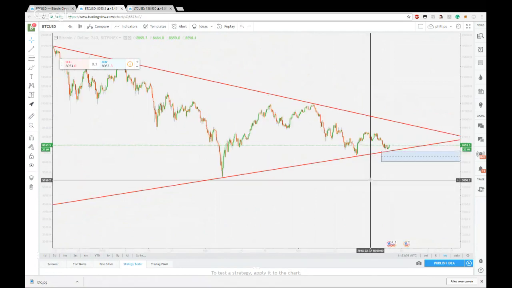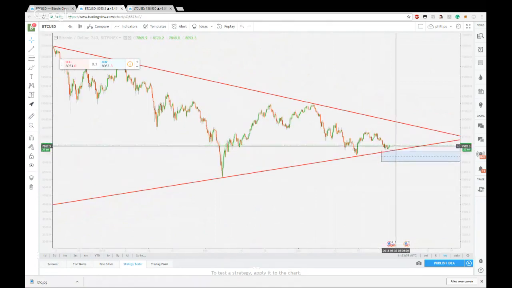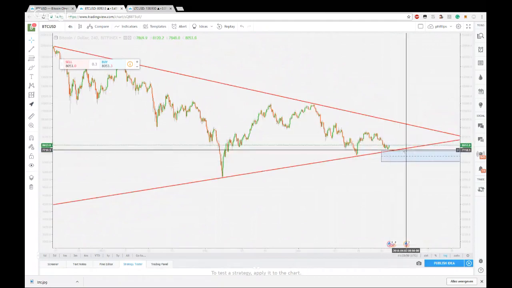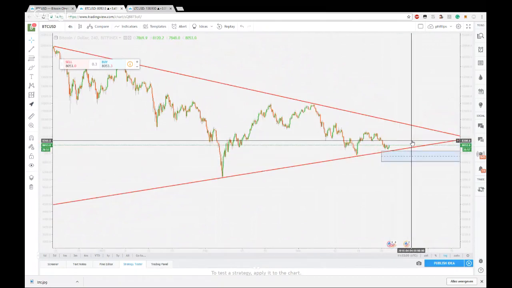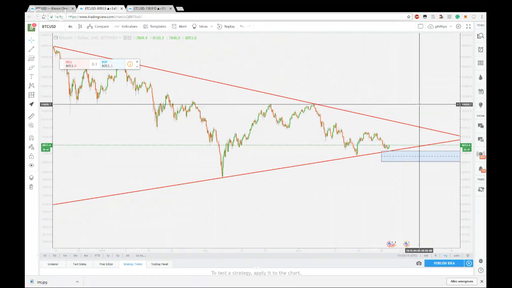Bitcoin is subject to manipulation, and usually you will see a push out of the wedge and then back into the wedge, just to get all these people out of their margins, take up larger positions, and then most likely we will see the real breakout. It doesn't matter which side.